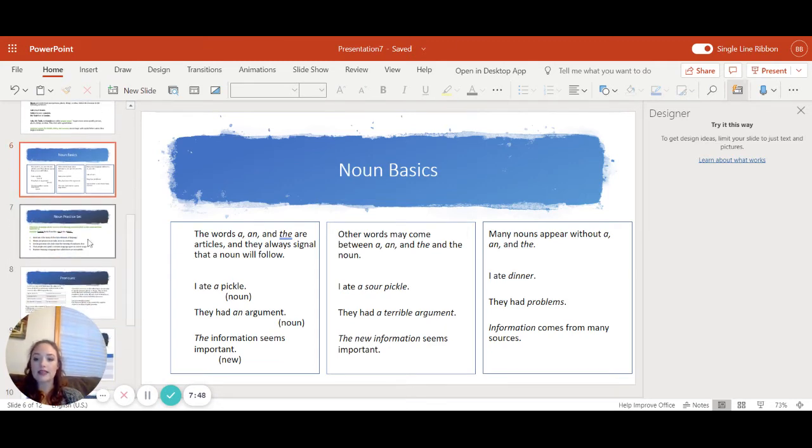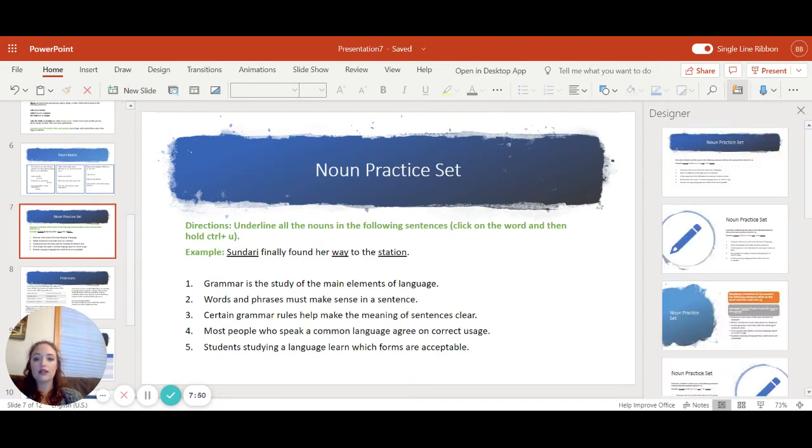So here's our little practice set for the nouns. Underline all the nouns in the following sentences. You can click on the word and then hold Control U to easily underline if you would rather do that. I'll show you in a sec. Our example: Sundari finally found her way to the station. So Sundari is a person. Her way is a thing. The station is a place, right? So let's do this one together.